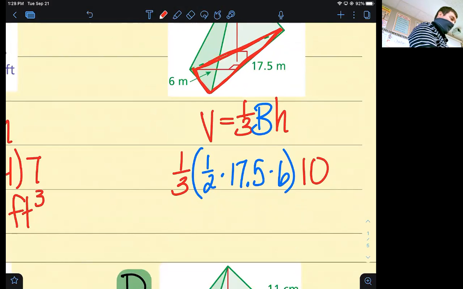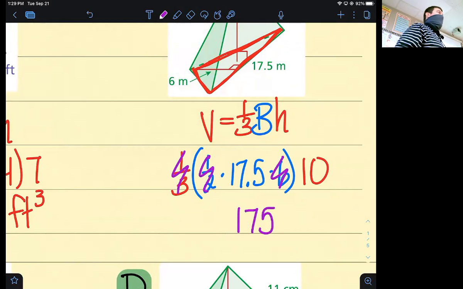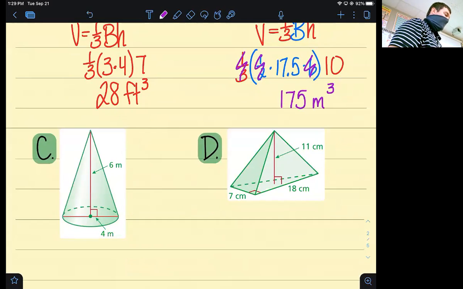Okay, what's 1/3 of 6? And what's 1/2 of 2? So I guess I could just go ahead and scratch all 3 of those out. I'm really just doing 17.5 times 10, aren't I? So if you already did this and you're waiting for me to get the answer, did you get 175? There you go. That's why you're getting 175. It's because 1/3 times 1/2 times 6 all cancels out. And that's going to be meters cubed. Thank you for the 2 of you that said that. Hopefully all of us will say it next time.